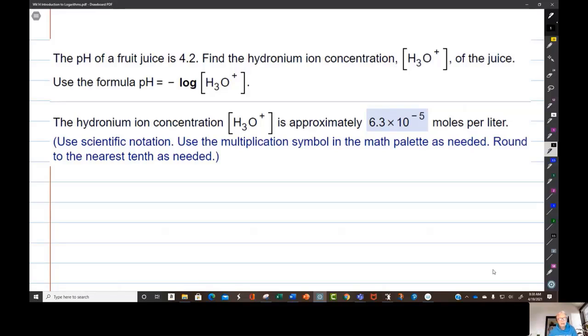The pH of fruit juice is 4.2. Find the hydronium ion concentration. Ew! Look at that ugly thing. The hydronium ion concentration of the juice. And use this formula. The pH equals the negative logarithm of the hydronium ion concentration. And then, if that's not bad enough, you're going to give your answer in scientific notation. And they talk about moles per liter.